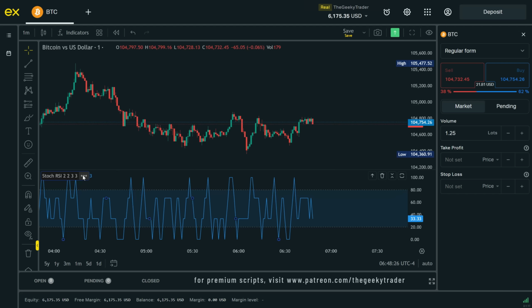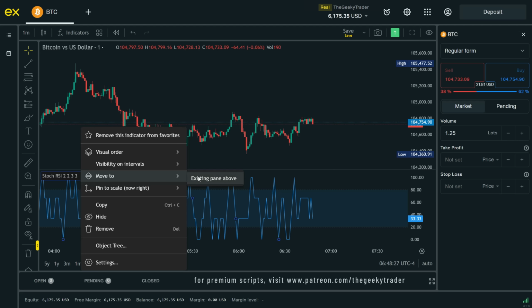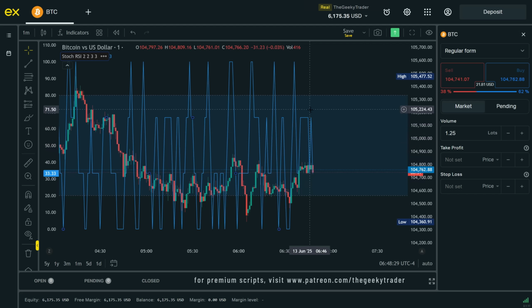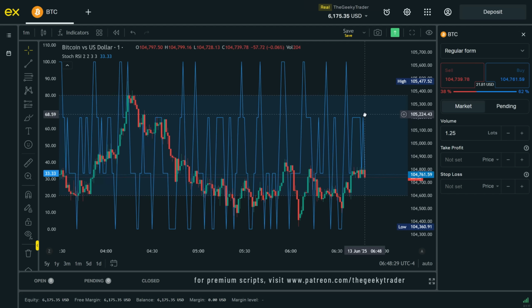Now here's a neat little trick. Move the Stochastic RSI to the same pane as the price chart. Just drag it into the existing pane above. What this does is overlay the Stochastic RSI directly onto your price action, making it easier to visually spot signals right where the price is moving.